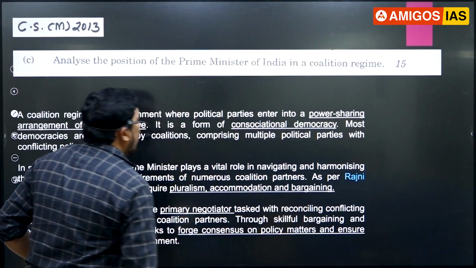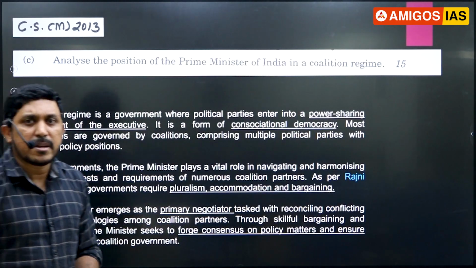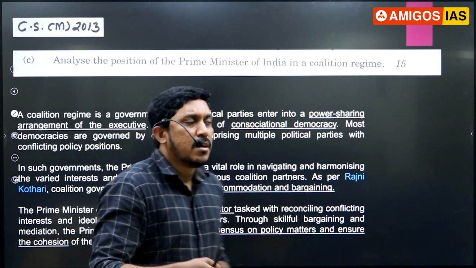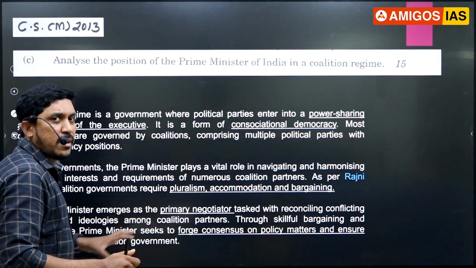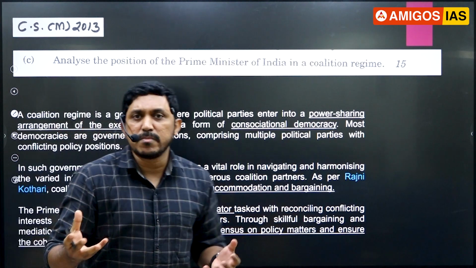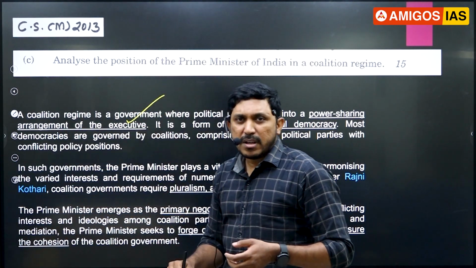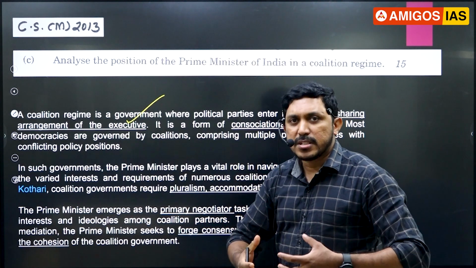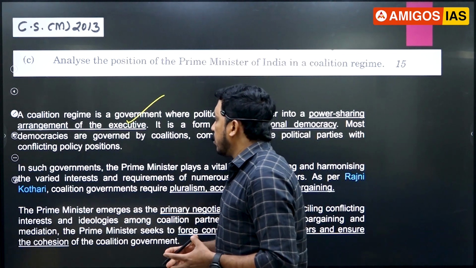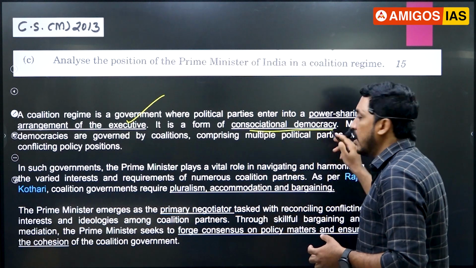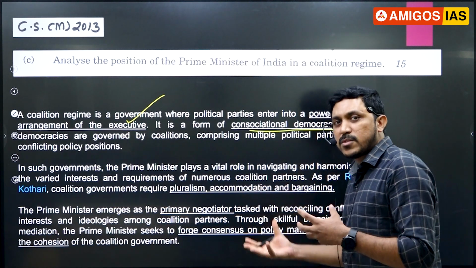First things first. Here introduction should always be based on what are basically coalition governments. That is how you start your answer. So coalition regime is a government where power sharing happens between different political parties, and here the executive is more important because that is the branch which is actually implementing the policies. It is a form of consociational democracy. As you can see, another important political science word has come.